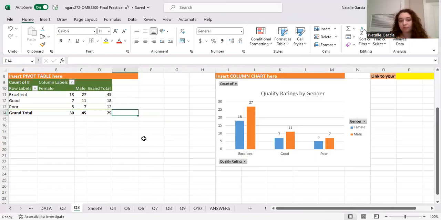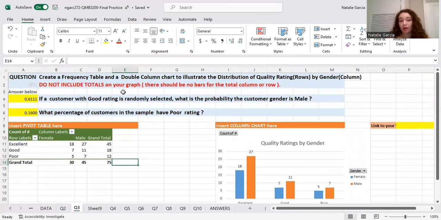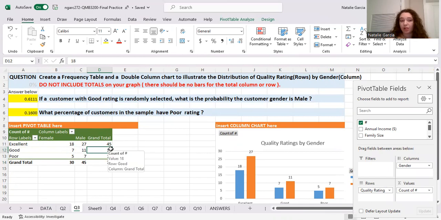When it comes to the actual answers to the secondary questions, aside from creating the chart and the frequency table, it's: if a customer with a good rating is randomly selected, what is the probability that the customer gender is male? The way to find that is you're going to take the total amount of customers with a good rating, and put that under the total amount that have a good rating and that are male. Because essentially your population in this question is not the total sample. It's the smaller sample of just people who have good, because those are the only people being selected. And what is the chance that they're going to be male? So in this case, it would be 11 over 18, because there are 18 people who got the rating good and only 11 were men.